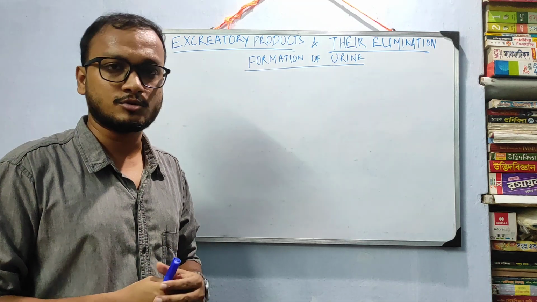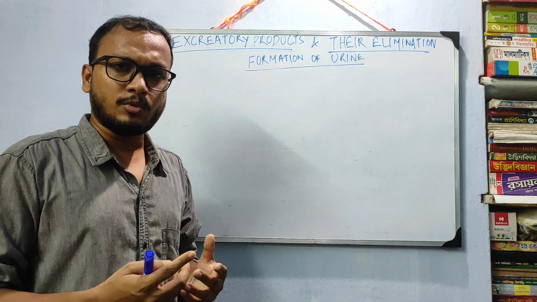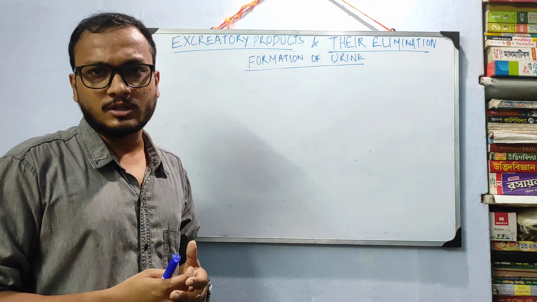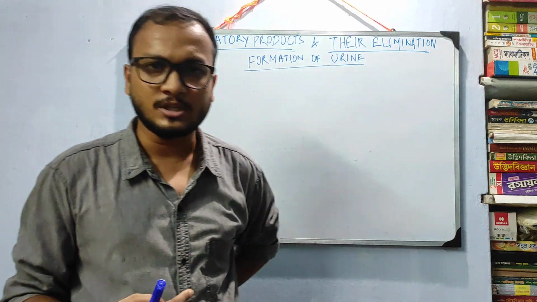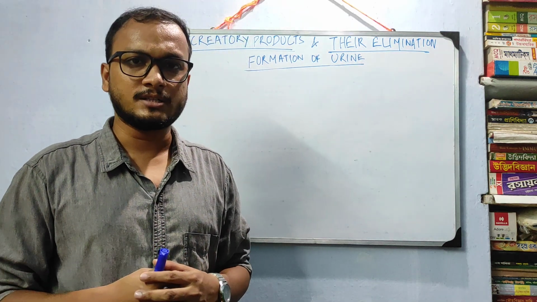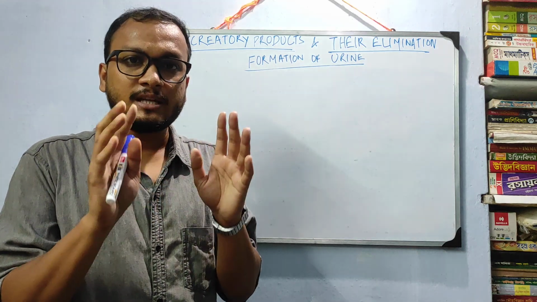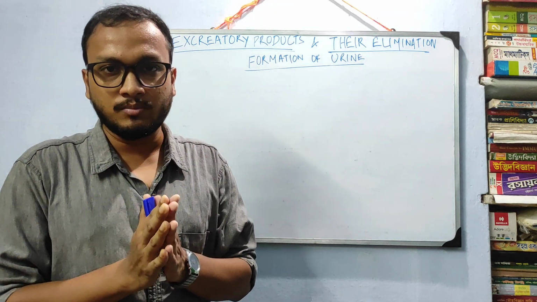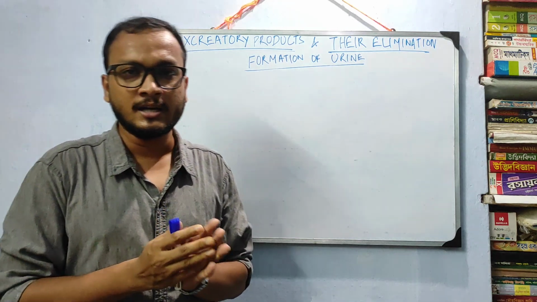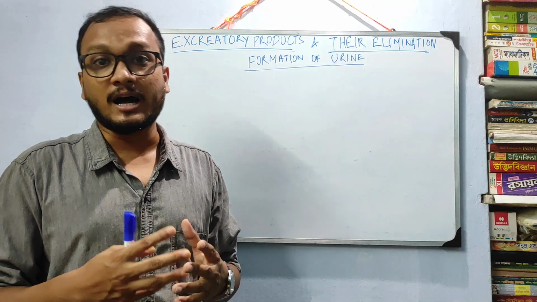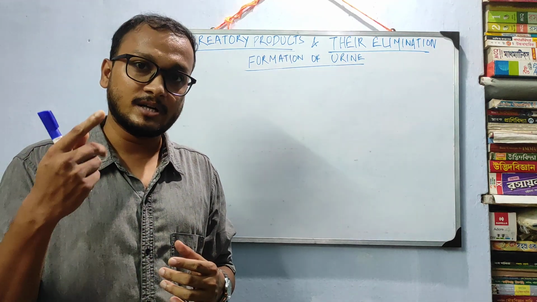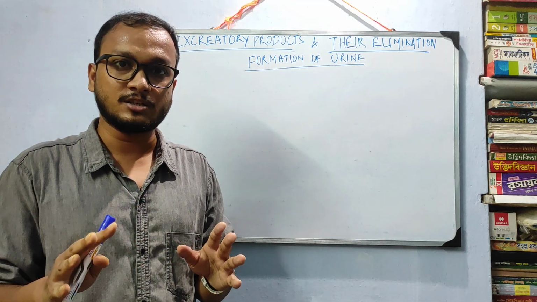There is creatinine also. Then we talked about the major excretory organ, that is the kidney, present in the peritoneal cavity on the back side, covered by the 11th and 12th ribs. Those are floating ribs. After that we talked about the inner structure of the kidney and other excretory organs like the liver, skin, and lungs.